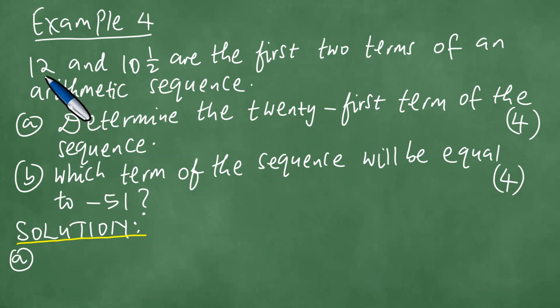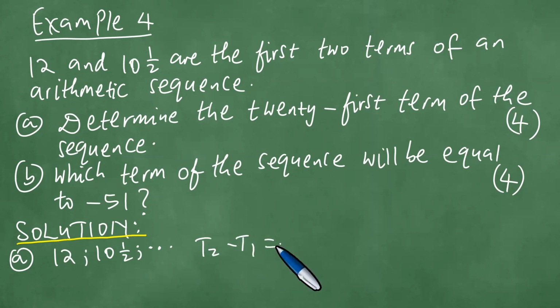Right, so if the question says 12 and 10 and 1/2 are the first two terms of an arithmetic sequence, you have a sequence that has 12 and then 10 and 1/2. So these are the first two terms. If you subtract them in the order term 2 minus term 1, you'd have 10 and 1/2 minus 12. What is 10 and 1/2 minus 12?